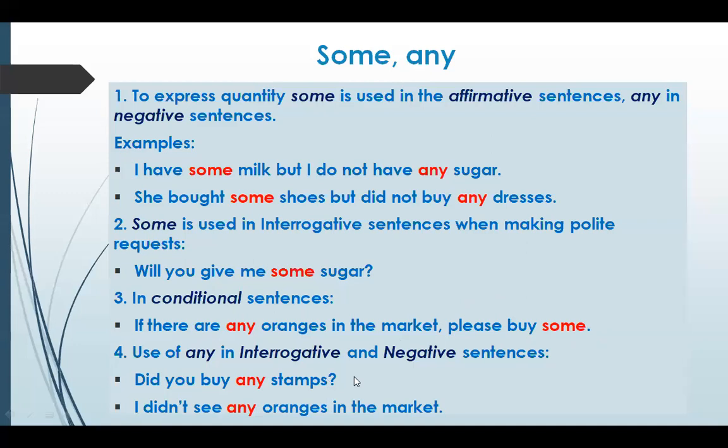Use of any in interrogative and negative. Did you buy any stamp? तो जब आप सवाल पूछ रहे हो हम any कहते हैं. Did you buy some stamp? नहीं पूछेंगे. Did you buy any stamp? I didn't see any oranges in market. So negative में any का use होता है.